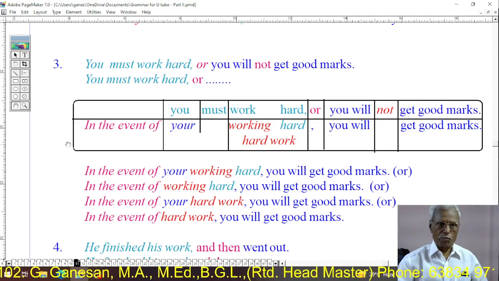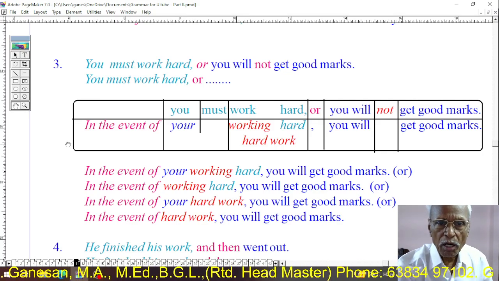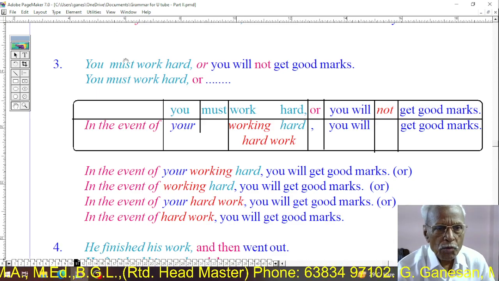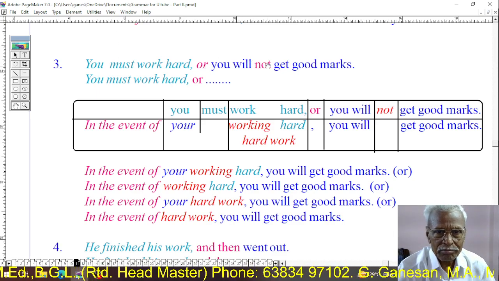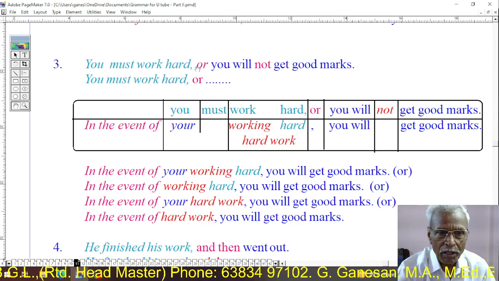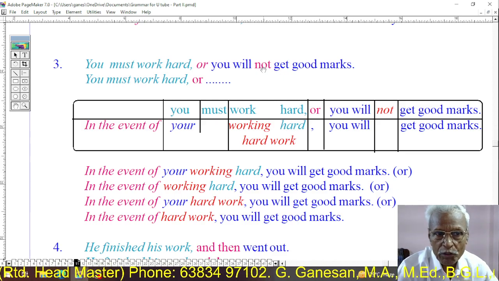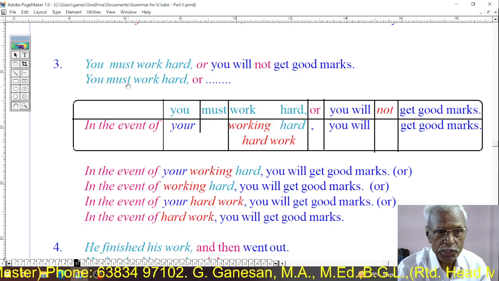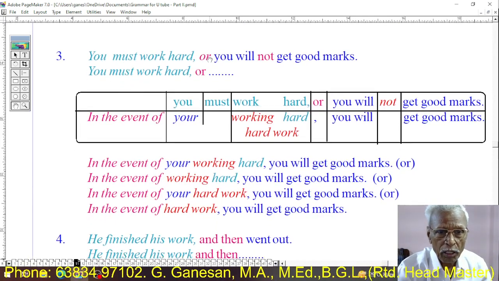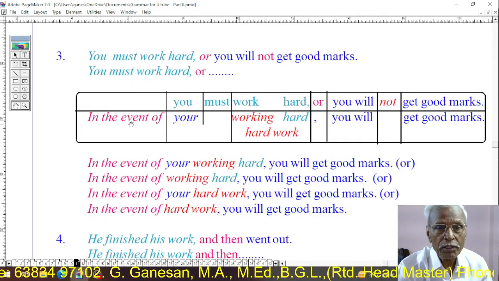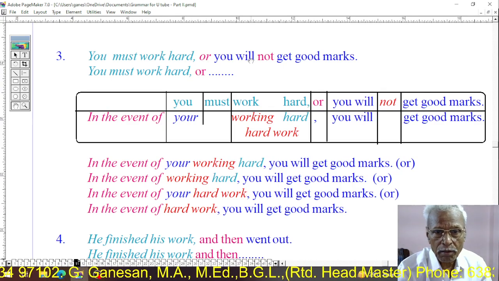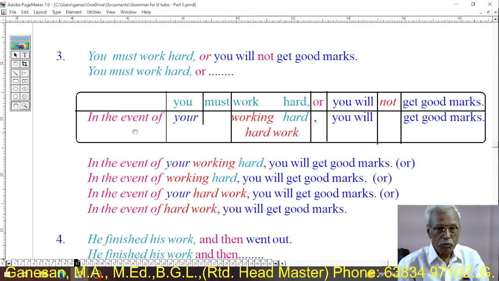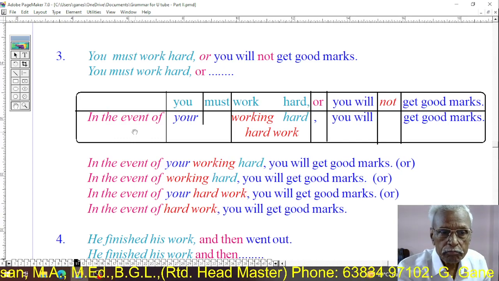Then the third example. You must work hard or you will not get good marks. Here, you must work hard or not. We have to change it into a phrase. This is the clause; we have to change it into a phrase. You see? "Or" becomes "in the event of"; or not in the event of.